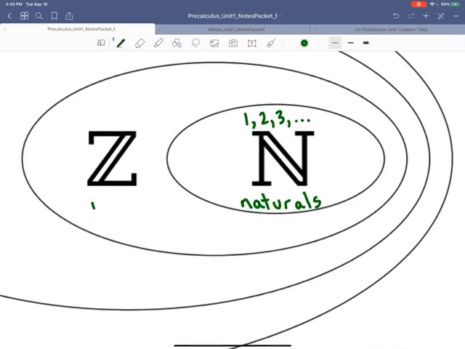The integers contain the naturals, but they also include 0 and all of the negative versions of the natural numbers. We also call these the additive opposites of the natural numbers. So we have -3, -2, -1, 0, 1, 2, 3. And we can go as far as we want in both directions. This fancy N is what we use to represent the set of natural numbers, and this fancy Z is what we use to represent the set of integers.